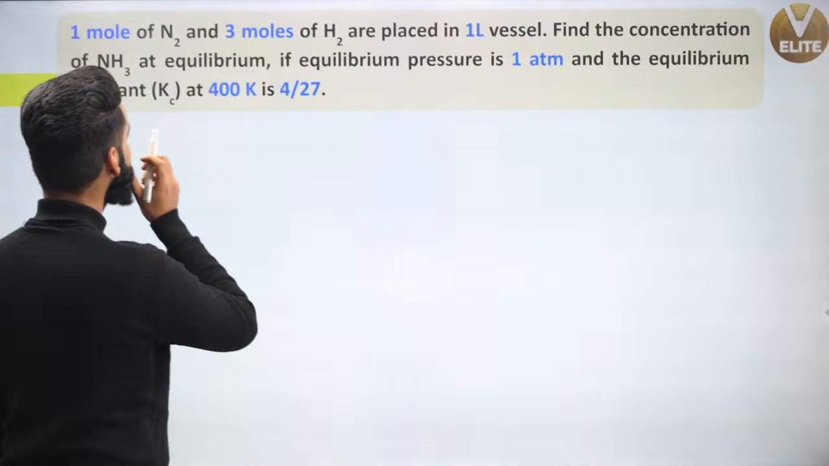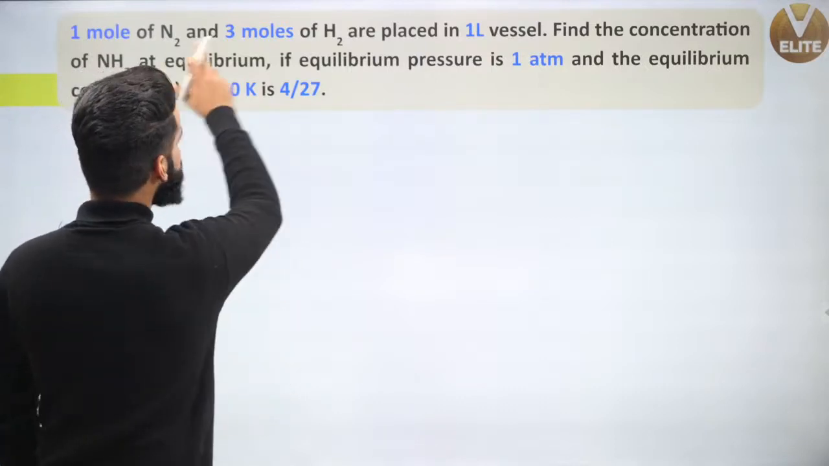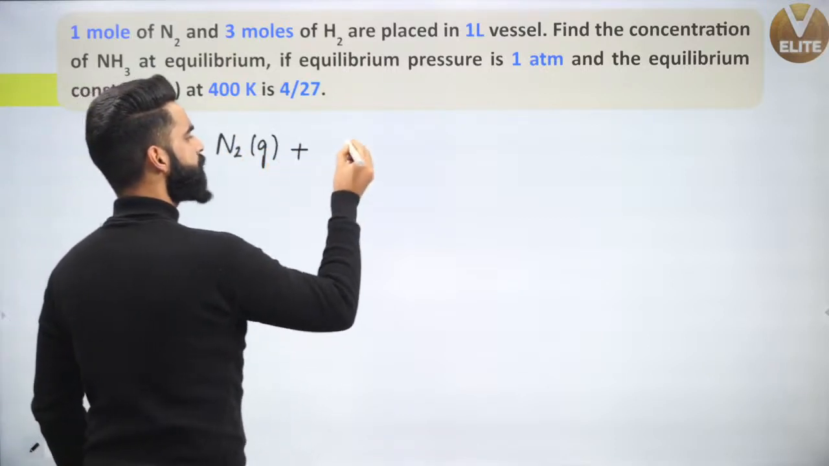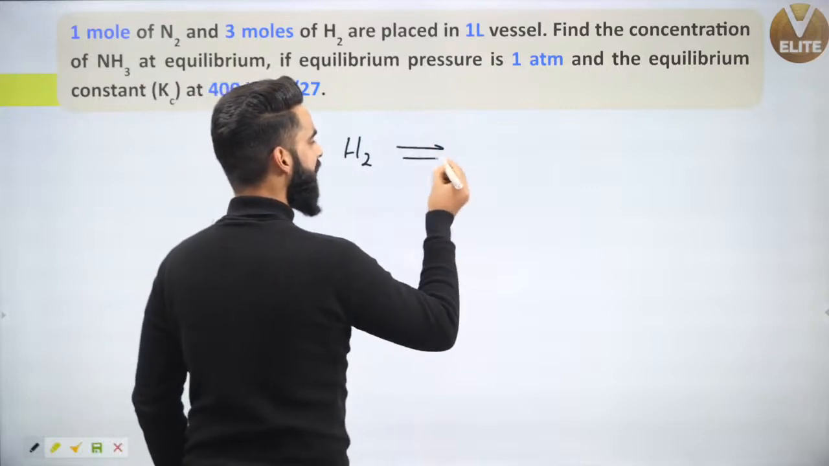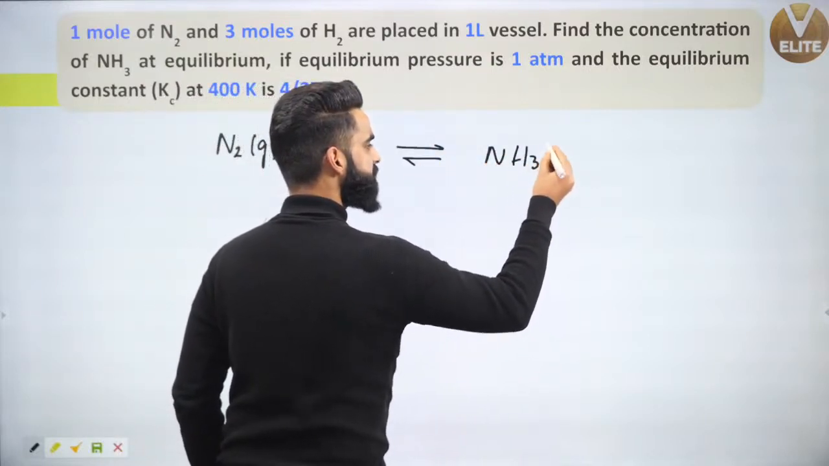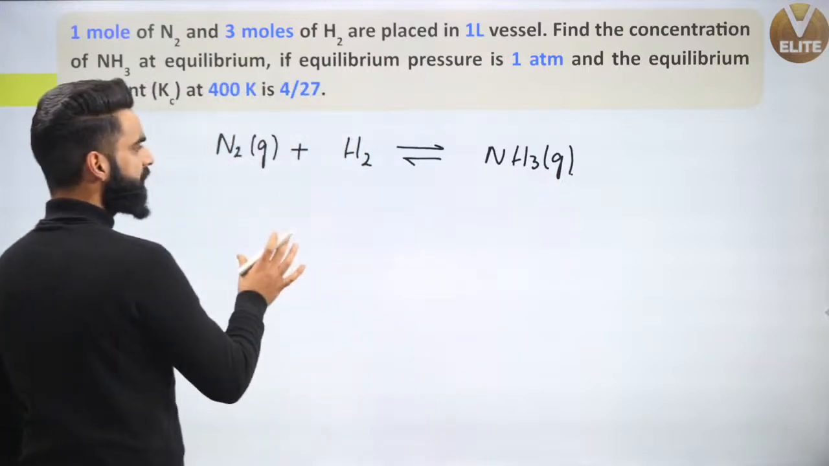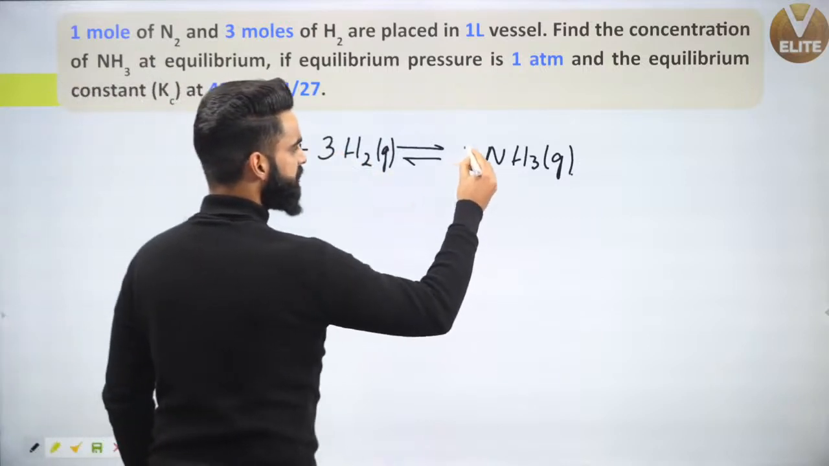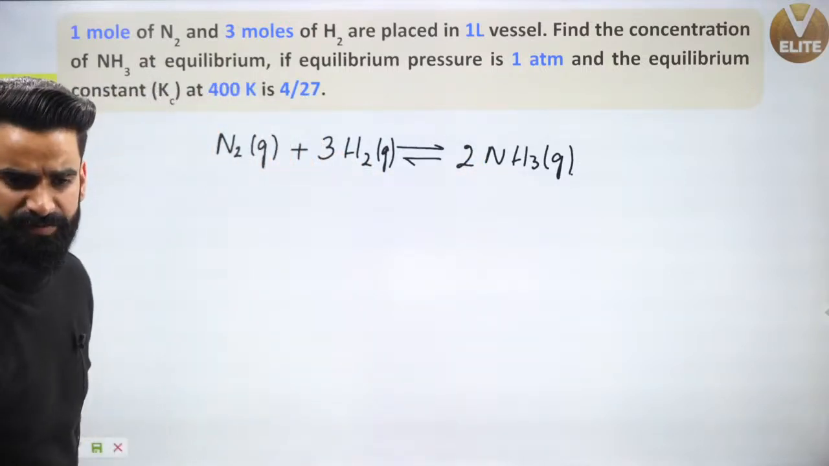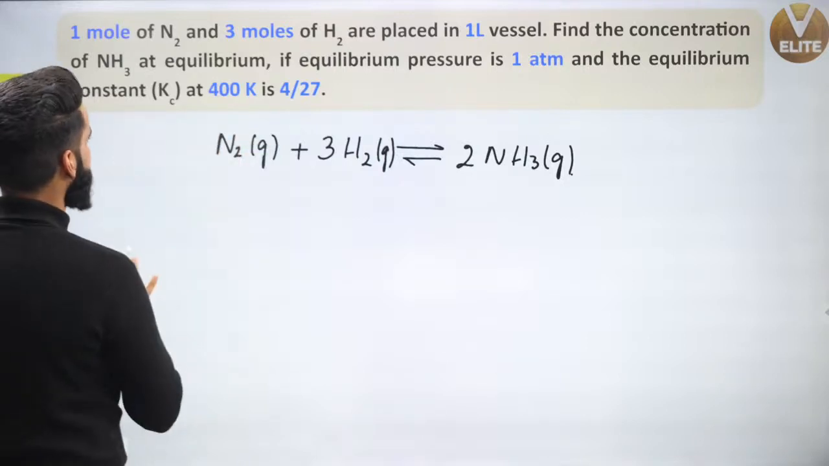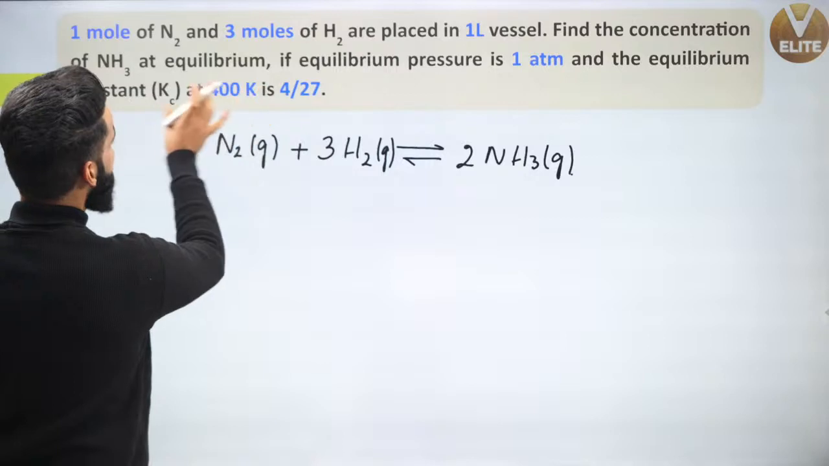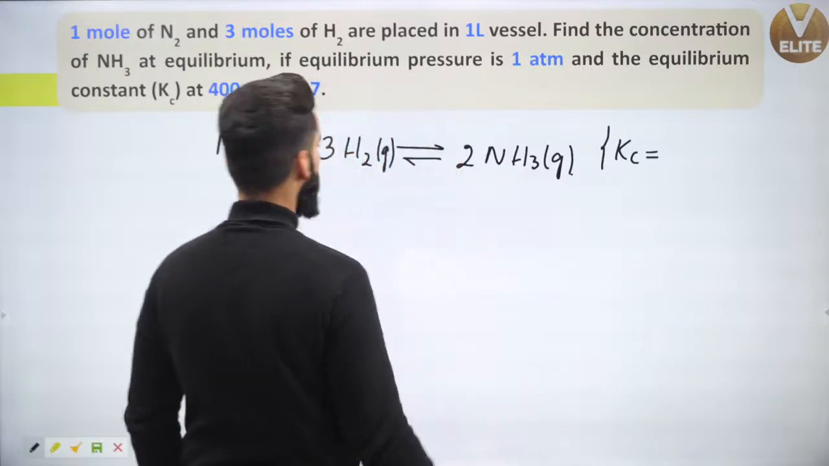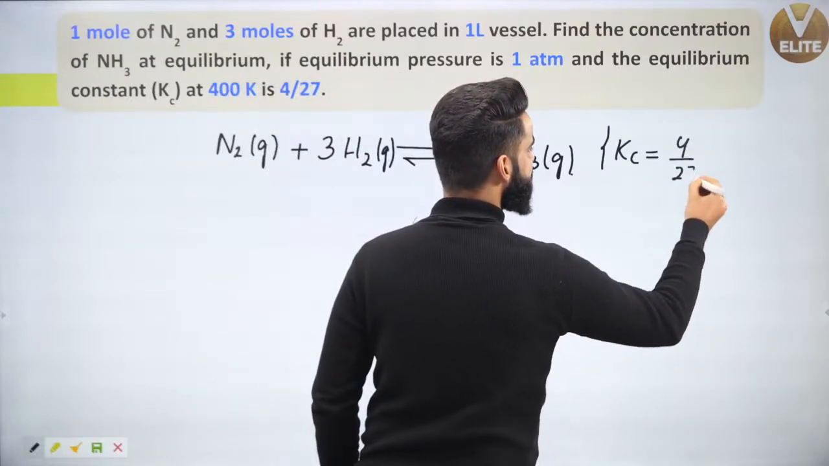Now, see guys, what am I going to do? The reaction will be: when N2 gas reacts with H2 gas, I get NH3 gas. Let's balance the reaction first. This should be 3 times, this should be 2 times. Now the reaction is balanced, right? Now what is given to me? At 400 Kelvin, I'm given the Kc value for the reaction. How much is that? That is 4 divided by 27.